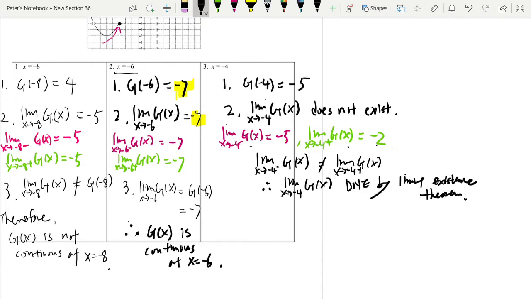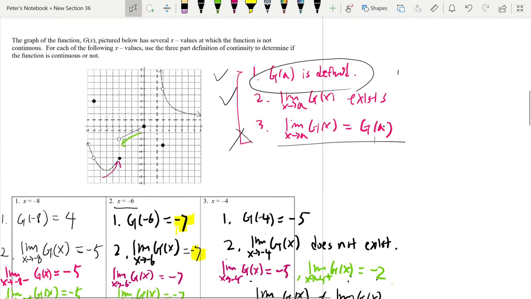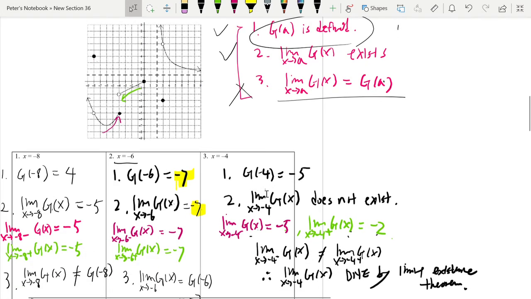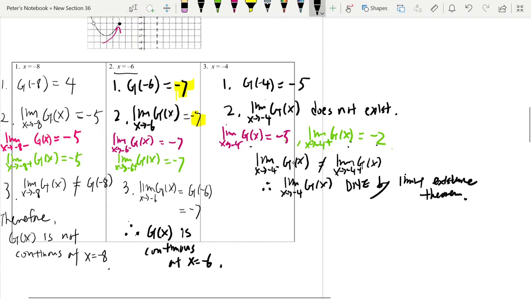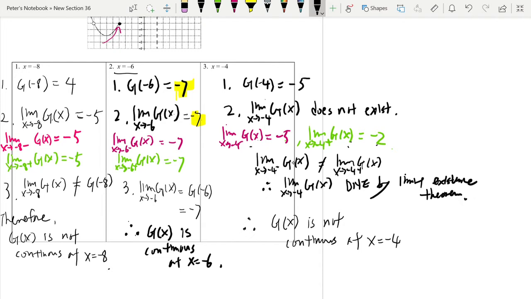Oh, okay. So does that mean we have to continue with this guy? You don't have to continue because the first condition got met, but then the second condition was not satisfied. So right off the bat, we can say, so therefore, g of x is not continuous at x equals -4. So we can make that conclusion. Even though we didn't check the third one, we don't have to, right?